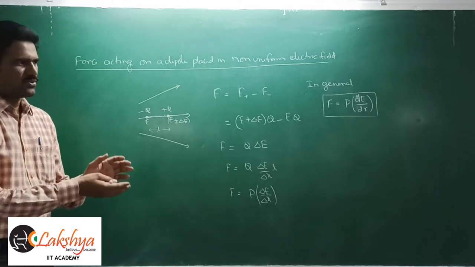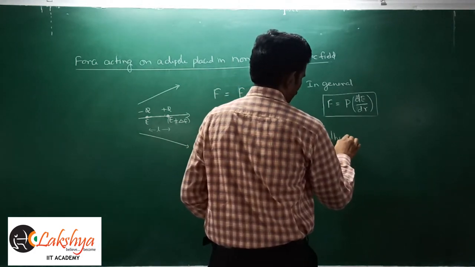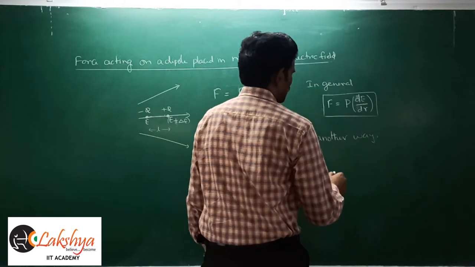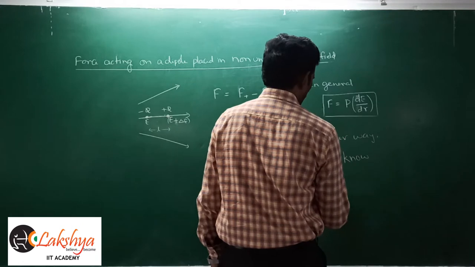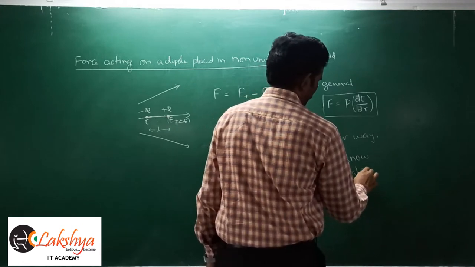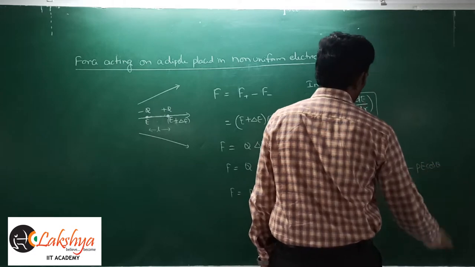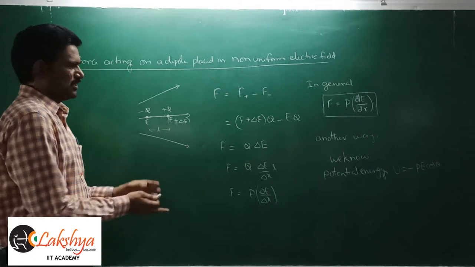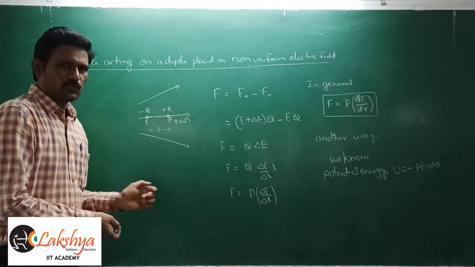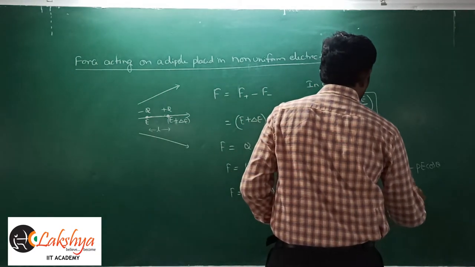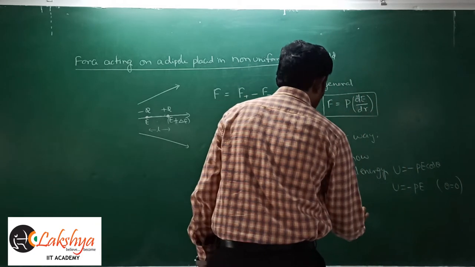You can also write it another way. We know already the potential energy, which we can write as minus P E cos theta. Now in this case we are assuming that when the dipole is placed in a particular small region, the field and dipole moment are both in the same direction, so theta is equal to 0, and cos theta is 1. So I can write this value as minus P E.